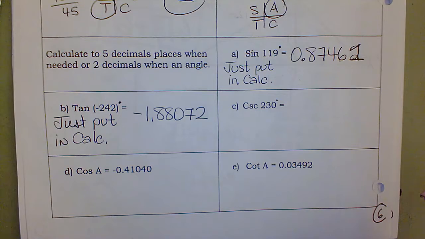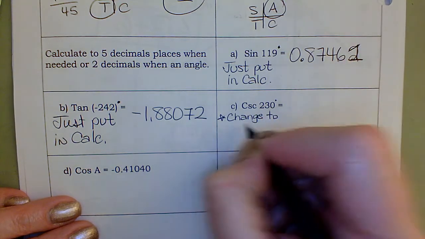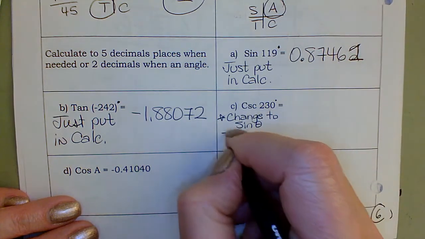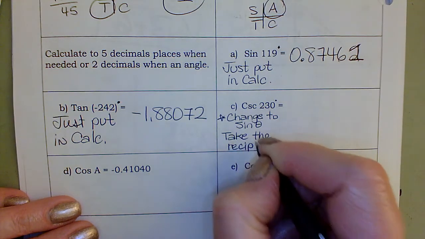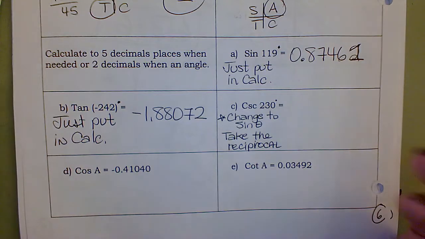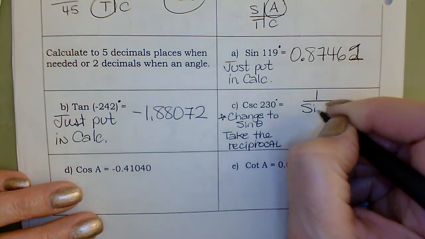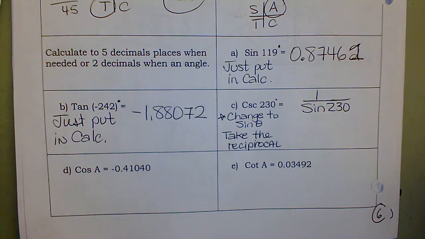Okay. So the next one, however, is a cosecant. That's the opposite of sine. So the thing is that we need to change to sine theta. And how we do that is we take the reciprocal of the question. This was cosecant 130. Flip it upside down, and we get a sine 230. It's the inverse of it. So cosecant 230 in the numerator is the same thing as having a sine 230 in the denominator because they are reciprocals of each other.